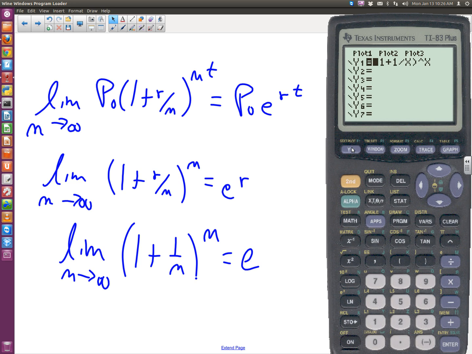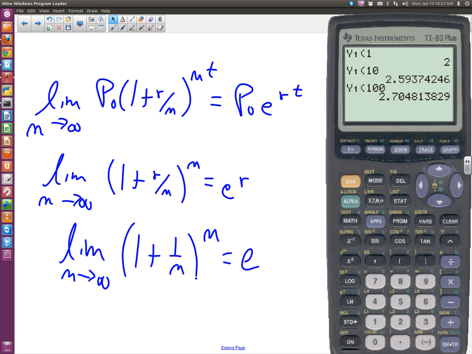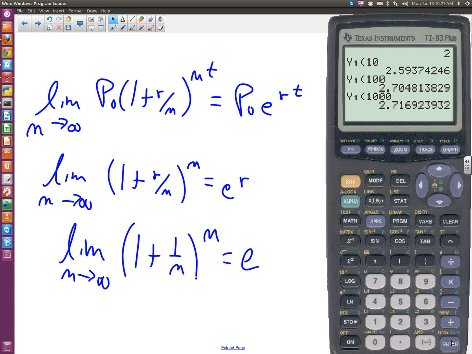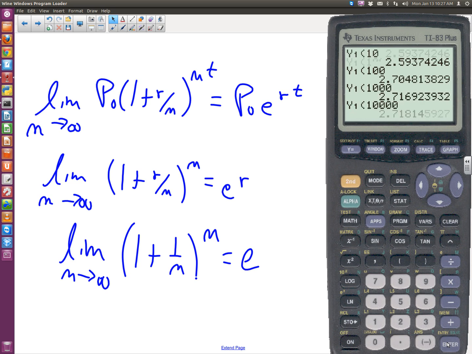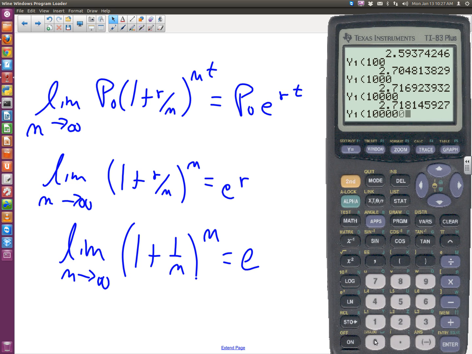Let's find out. I want to see what that does as x gets humongous. All right? So let's figure it out. What is Y-Vars, Function 1 of 1? Of 10? Of 100? Of 1,000? Of 10,000? Of 100,000? Of 1 million? I wrote that as y1.